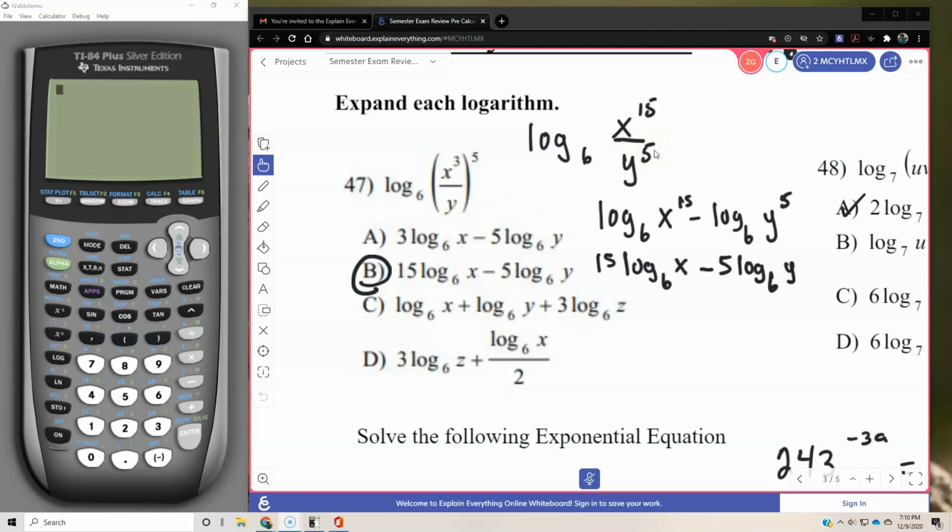So in order for us to expand this, we know that we're going to have to use a quotient property. So we have log base 6 of x to the 15th minus log base 6 of y to the 5th. And we know with the power property, the 15 and the 5 can go in front of the logarithms. So your answer is B.